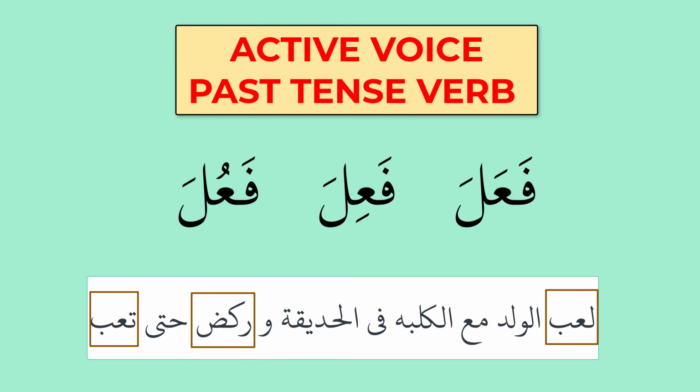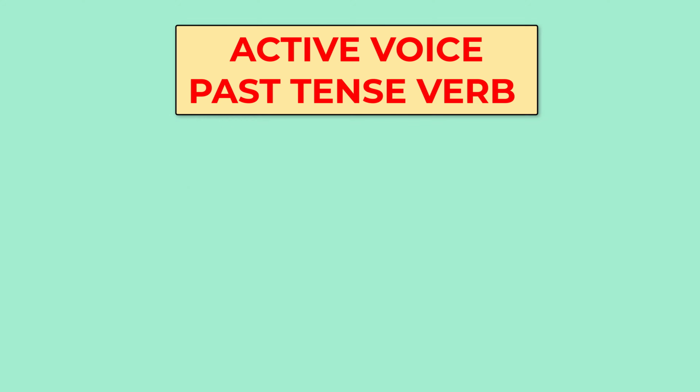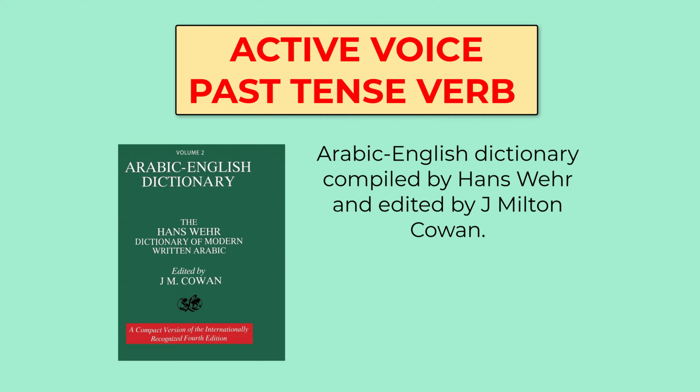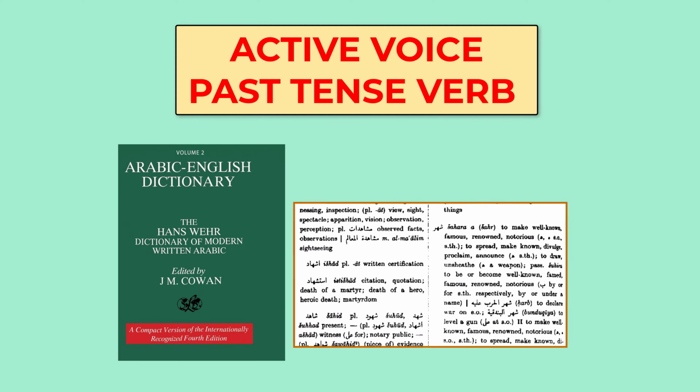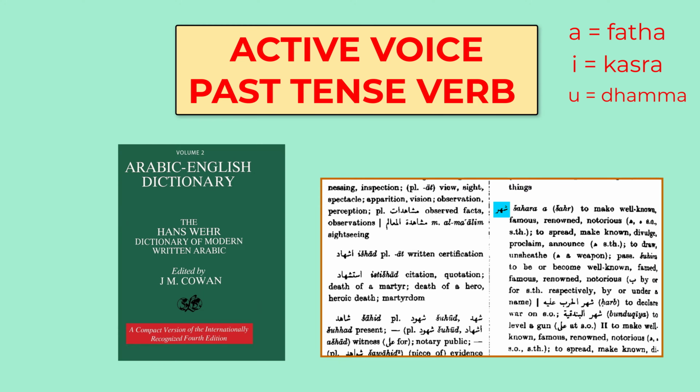Now, a good way to find out is to actually use a dictionary. Try to find a dictionary that actually mentions what the haraka is. A popular dictionary that students use is the Hans Wehr dictionary. So as an example, we have the sheen, the ha, and the ra. And here we can see from these letters, there's an A after the sheen, an A after the ha, and an A after the ra. So that would be shahara. He was well known. He was famous.